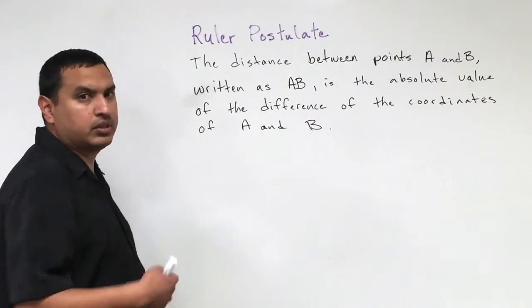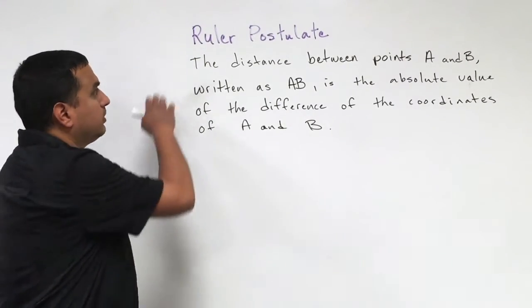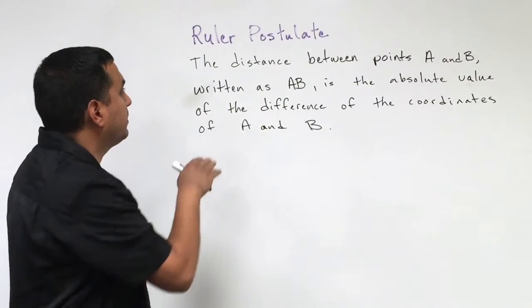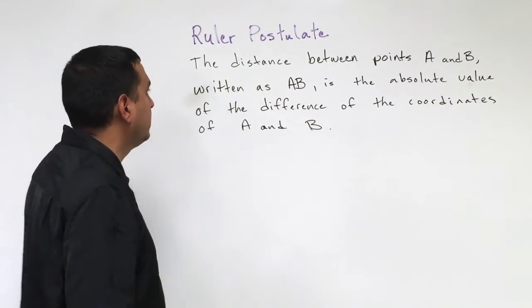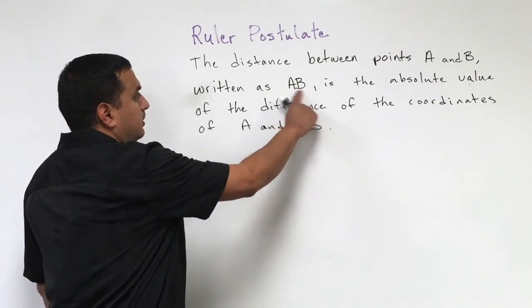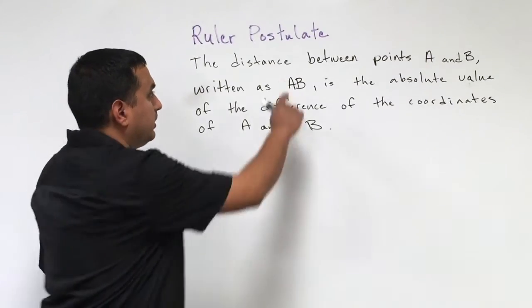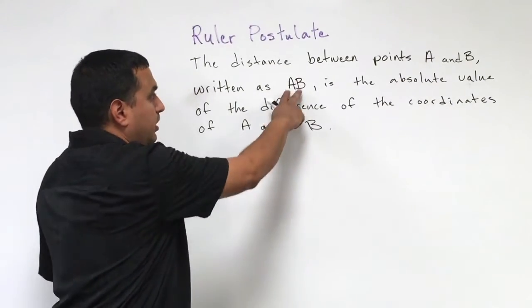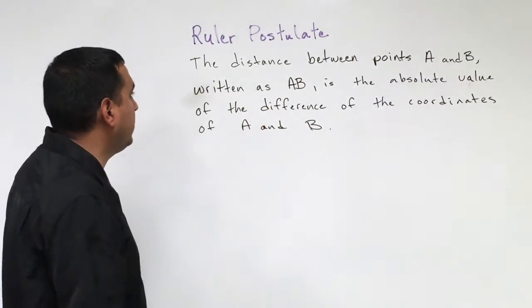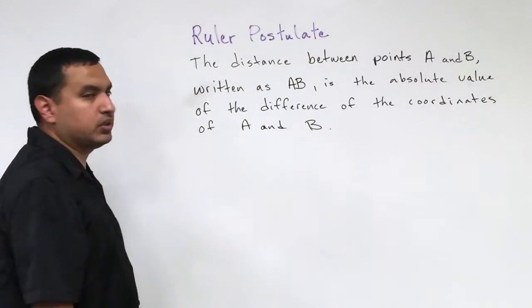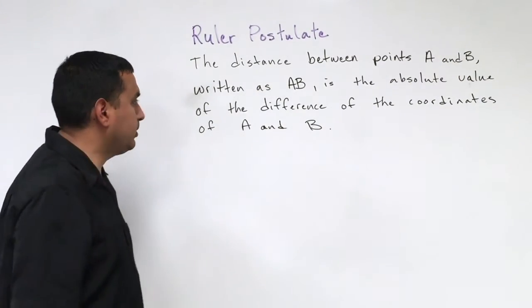So we have now what we're going to define as the distance, the ruler postulate, how we measure this. The distance between points A and B, written as this capital AB without any kind of bar on top, just the two capital letters put together, is the absolute value of the difference of the coordinates of A and B. All right, so let me draw this.